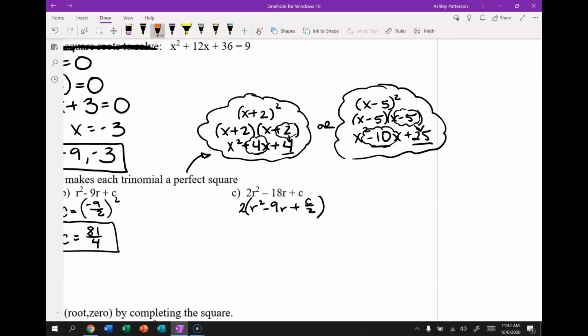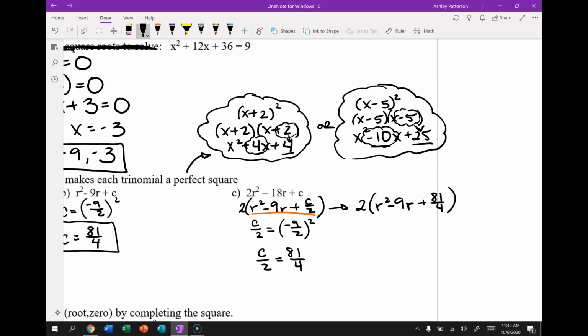Now, since this inside part has a leading coefficient of 1, we can complete the square to create a perfect square trinomial. Except we're solving for c over 2, so keep that in mind. All right, we take negative 9/2 squared. Again, 9 isn't evenly divisible, so c over 2 is equal to 81/4. But that's not what we were asked to find. We were asked to find, remember we talked about in class, our end game. What's our end game? We were asked to find c.